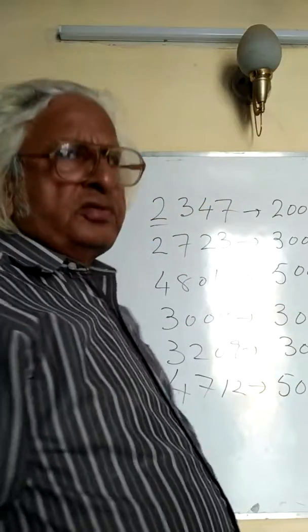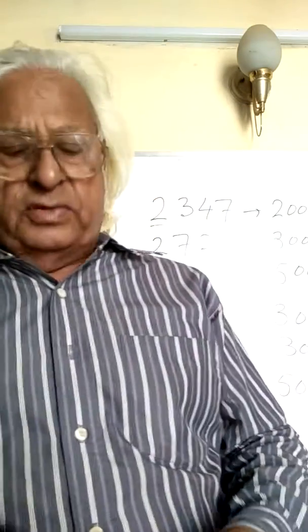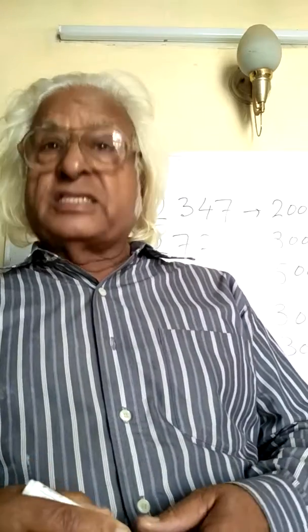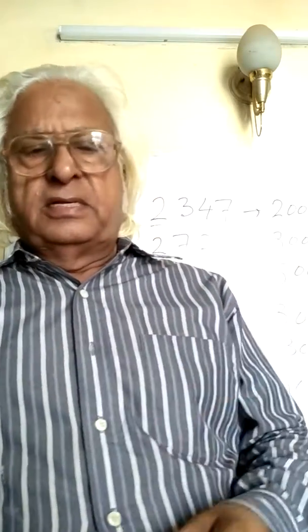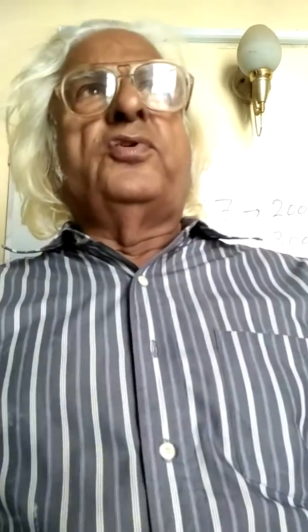So the general rule is very simple. You have to examine the next digit, the neighboring digit. If it is 4 or less, no change. If it is 5 or more, you have to increase your digit by 1, followed by zeros. Hope you have understood this. Practice more.